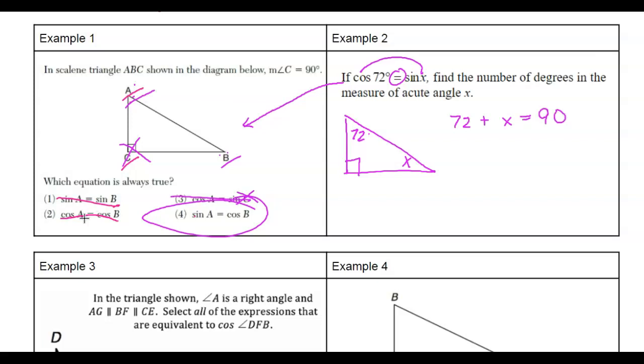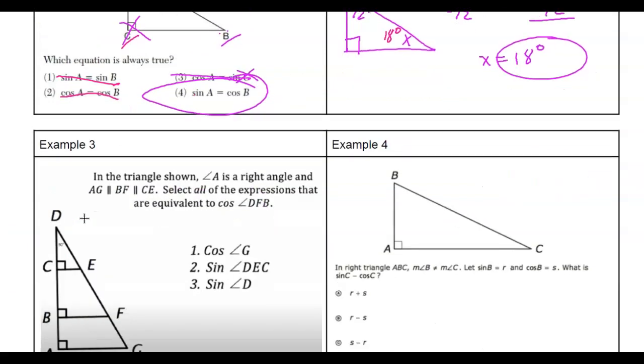Okay, and so you can think about this, or you can set up an equation. It really just depends. So if we subtract 72, we get x equals 18. And so that's what we're looking for. The other angle had to be 18 degrees. Yeah, it really is true.